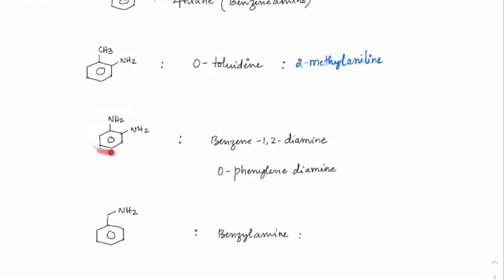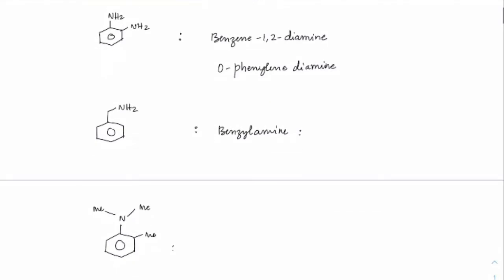Now, if you have two NH2 groups, we can write it as benzene 1,2-diamine, the accepted IUPAC name, or it can also be written as orthophenylene diamine. Next, you can write the common name as benzylamine. You know that this NH2 is at the benzyl position. The IUPAC name for this is: a phenyl group is substituted on methyl, so we write this as phenylmethanamine. So that is the name.